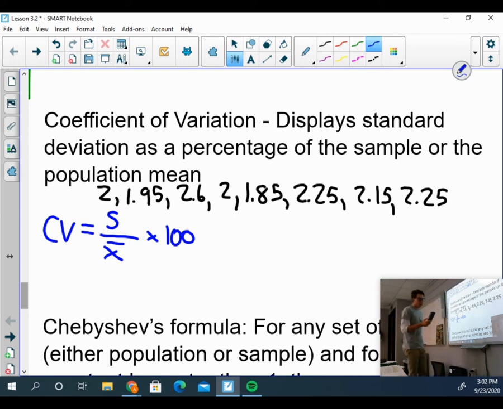Okay, now click Stat. Well, we're going to go over to Calc. Click Enter on first variable stats. Click Second. Click List or the Stat key. Enter the list you had, and then click Enter again. And what we see is we get our X bar.